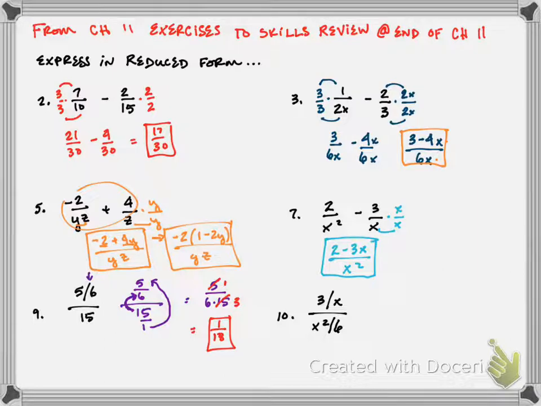Number 10, 3 over x squared over 6 is another way that we could express this. Once again, this 6 gets multiplied, our numerator of 3 gets multiplied by 6, the x gets multiplied by x squared, and we get 18 over x cubed, which is as reduced as we're going to get.